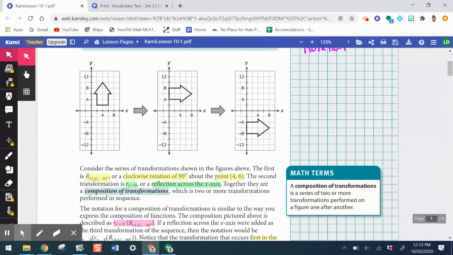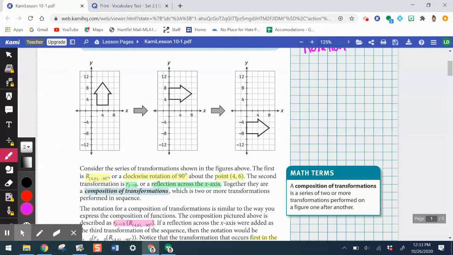It said the first is, remember, a capital R stands for rotation, not reflection. I know we have 2 transformations that both begin with R, but capital R stands for rotation. So they tell us it's a rotation about the point (4, 6), that's the center, and negative 90 degrees. And they also remind you that negative 90 degrees is considered a clockwise rotation of 90 degrees.